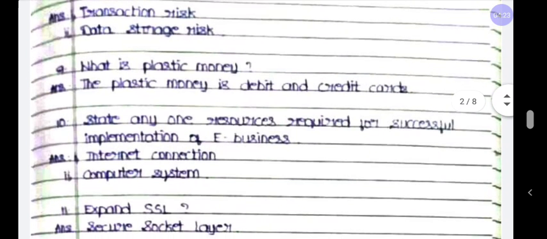Next, state any one resource required for successful implementation of e-business. Suppose you start an e-business, and it has to be successful. How is it possible? With the help of some resources. What resources are required for a successful e-business? One is an internet connection, another is a computer system, and one more is customer relationship management. These are very important for a successful e-business.